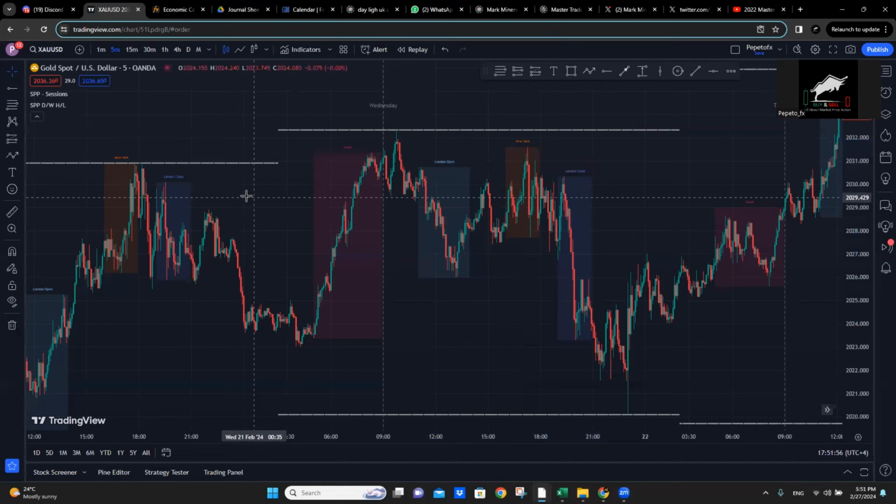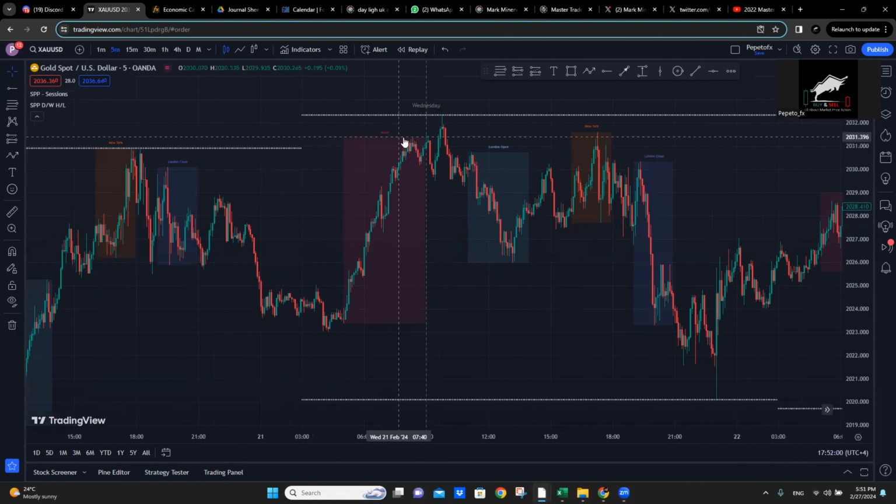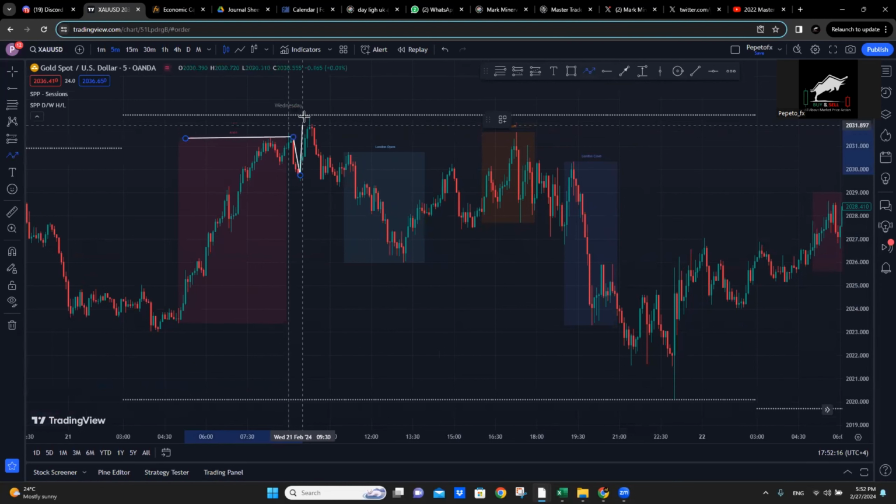Session highs and lows, you have to trade them in this way. Here, Asian session liquidated, NY session liquidated, previous day high. It was easier to capture a trade. So how did it happen? This is the Asian range. And now breakout, CHoCH.